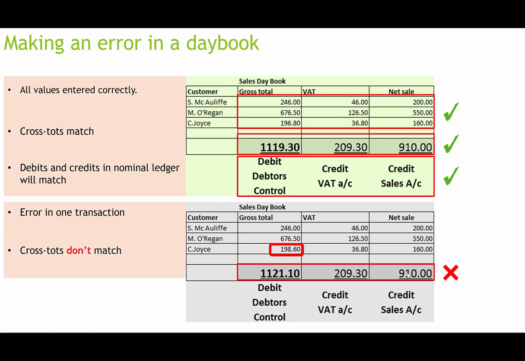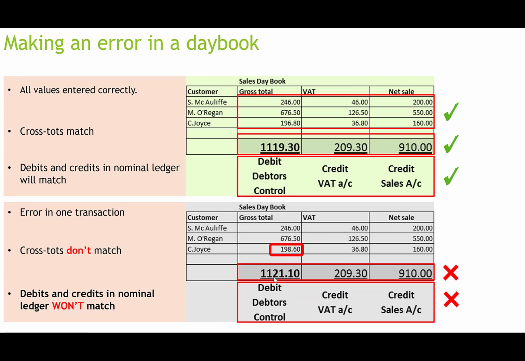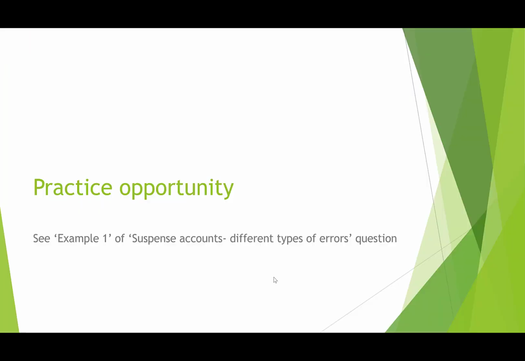So therefore, this column will not match the sum of those other columns. So the cross-casts won't match, which means that my debits, 1121.1, are not equal to the sum of my credits. The credits in total will be 1119.3, but our debit will be 1121.1. So we have debits and credits not matching in the nominal ledger. Okay, so if you think then of your trial balance, the debits will be greater than the credits, so your trial balance debit column will have a larger total than your trial balance credit column.